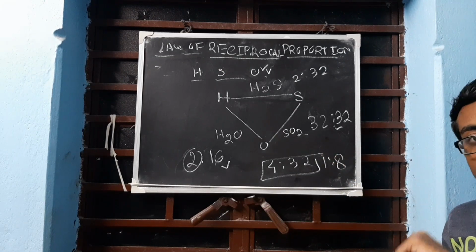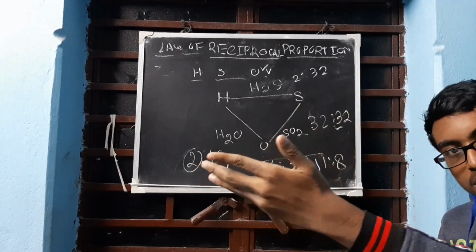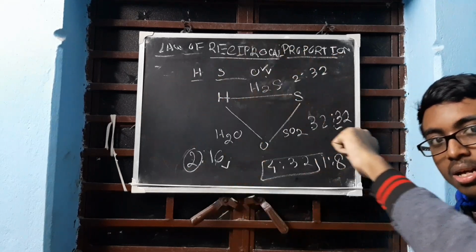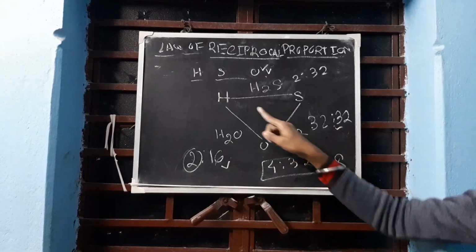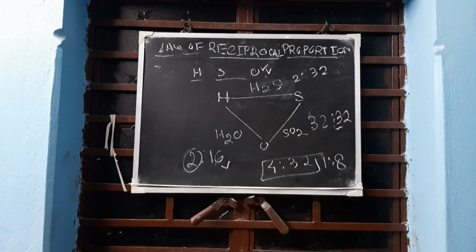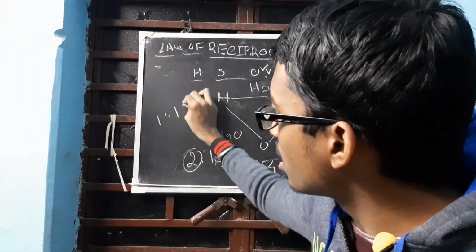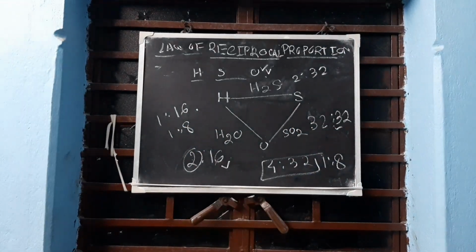Now it is said that the ratio in which they combine with the third element will be the same whole number ratio or a multiple of it. That means this ratio and this ratio, if you compare them, will be the same simple whole number ratio. Let's take it out. This is 1 is to 16. So 1 is to 16 and 1 is to 8.